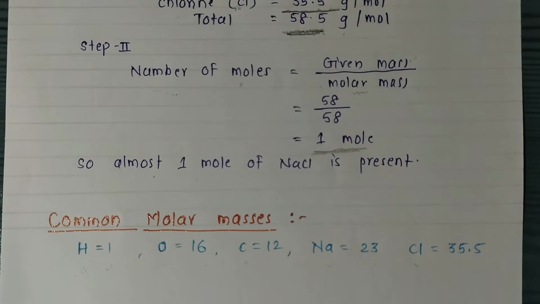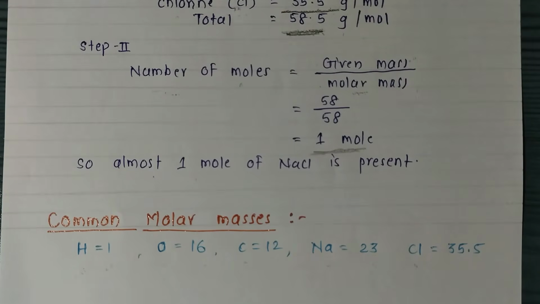So today we learned what a mole is, what is meant by Avogadro's number, and how to convert between mass, moles and particles. Once you master this, chemistry becomes very easy.